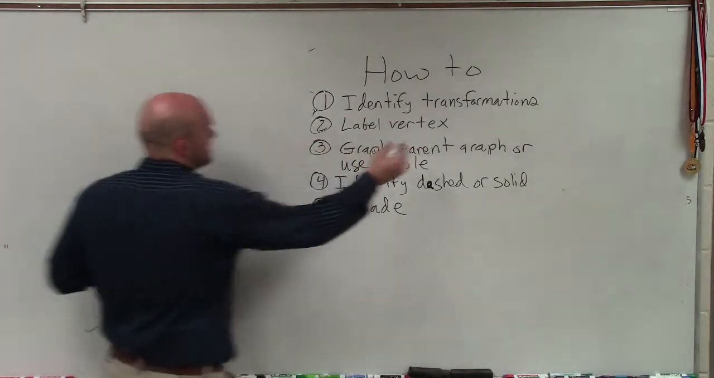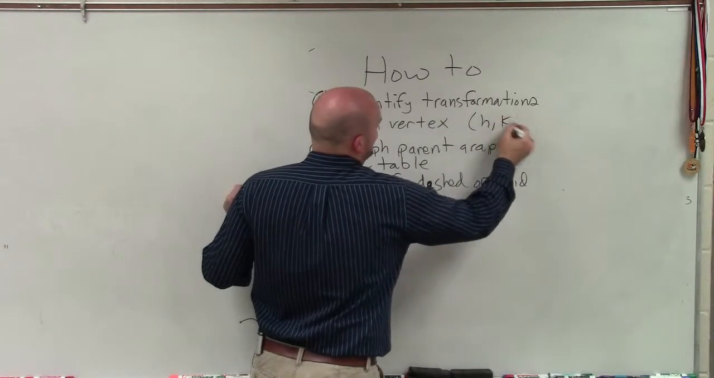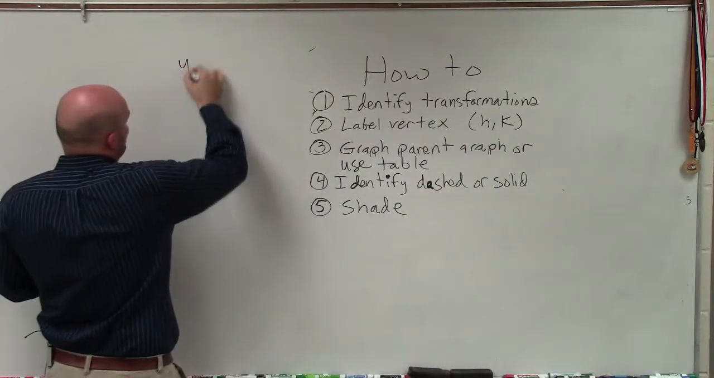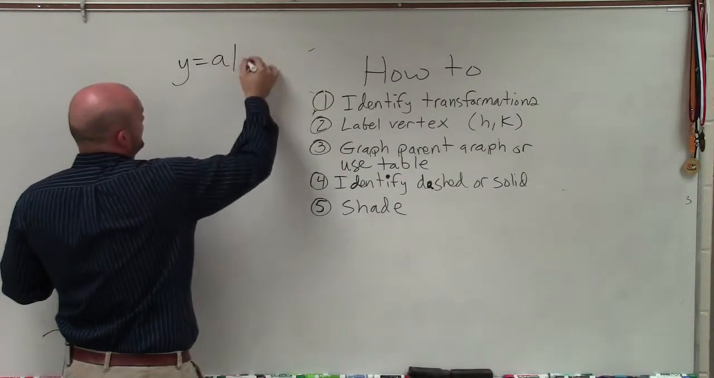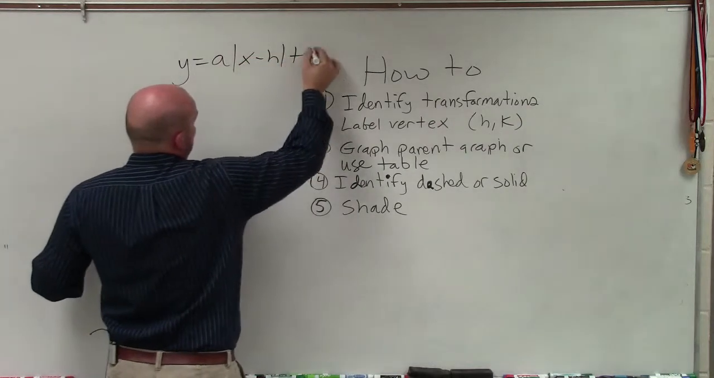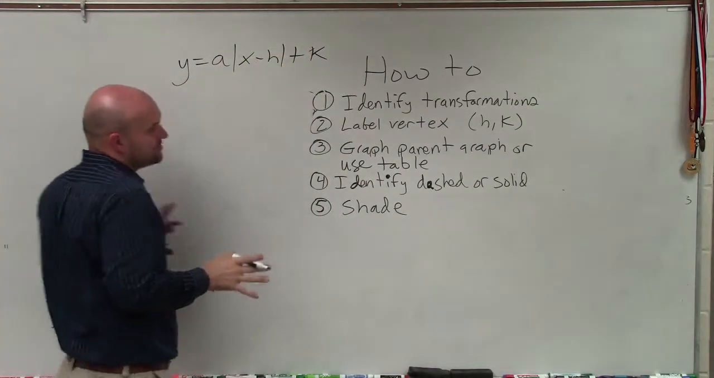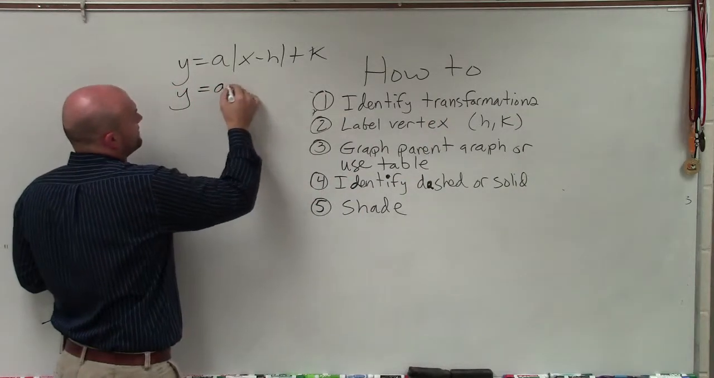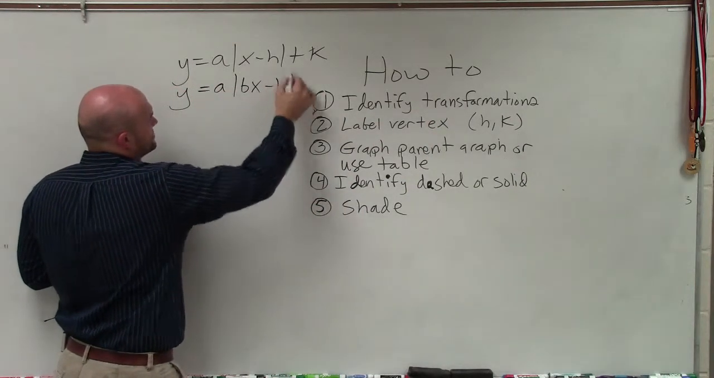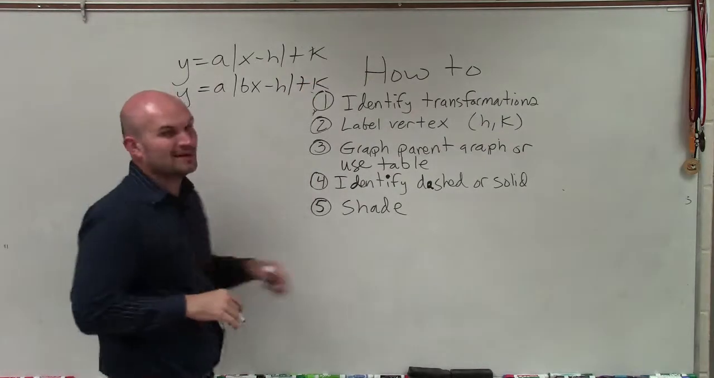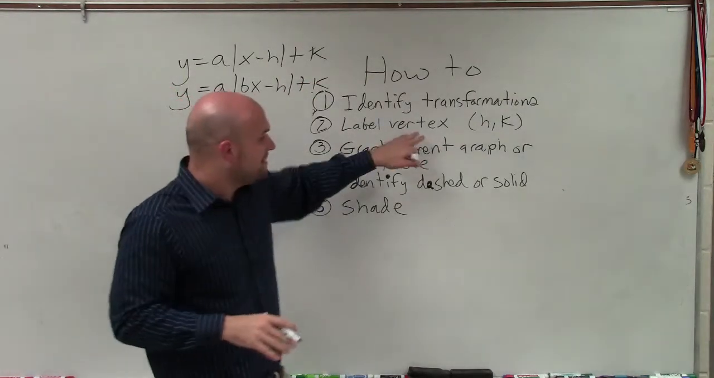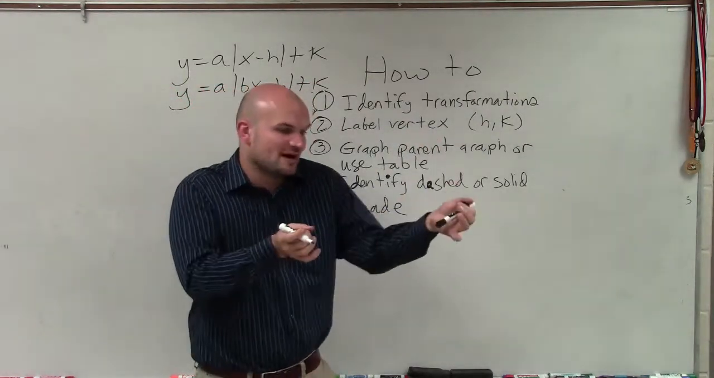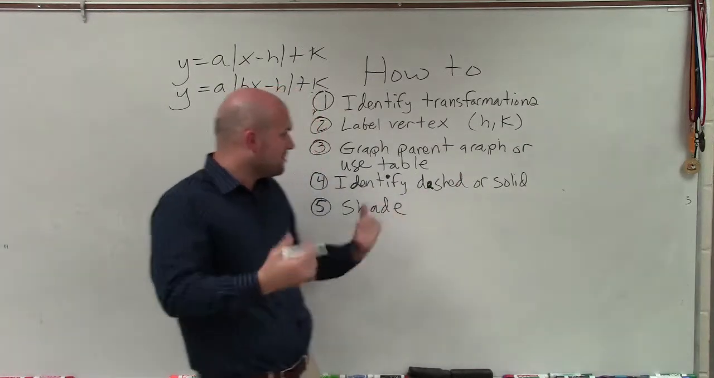Remember that the vertex is in the form of h comma k, except when there is a b, which we'll talk about later. But when you have an equation with some transformations, it's going to be h, k, unless you have a bx minus h. But again, that's a different story. I don't want to get too in depth with that right now. But basically, identify your vertex. Where's this new graph going to be from the parent graph?